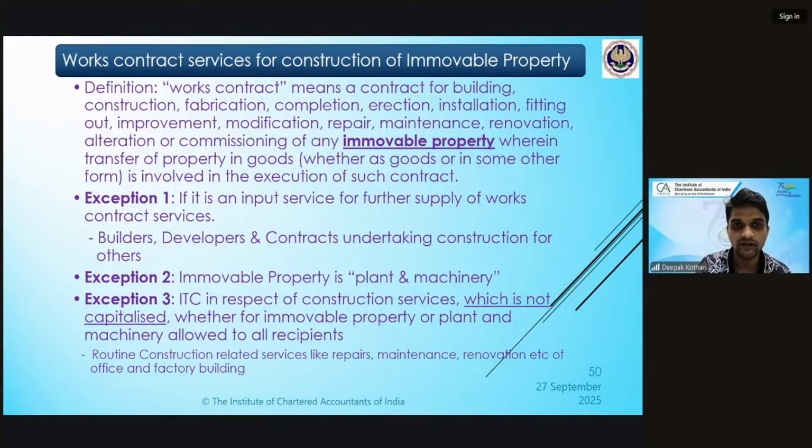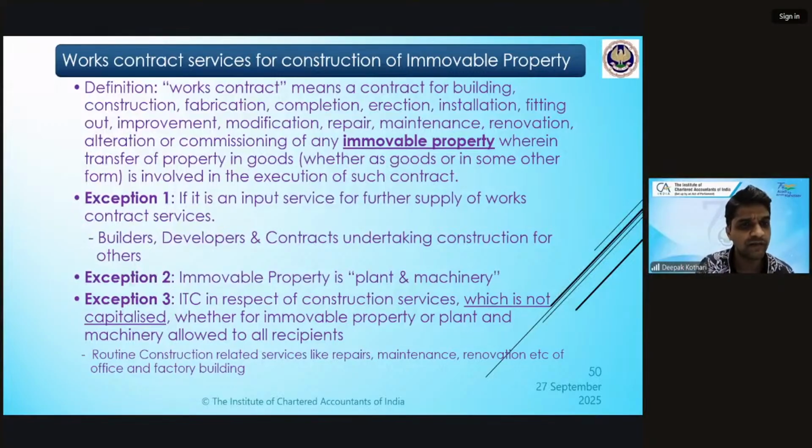Understood. Good. Why no ITC if capitalized? Because if you're capitalizing it, you are using it for a long-term duration and government wants to block credit on such. But अगर if छोटा मोटा रिपेयर है उसके ऊपर देना चाहती है, that's why they've given it. But otherwise, generally works contract के ऊपर आपको credit नहीं मिलेगा.